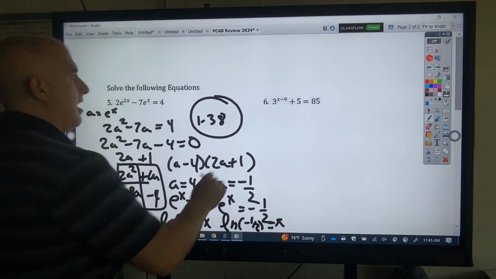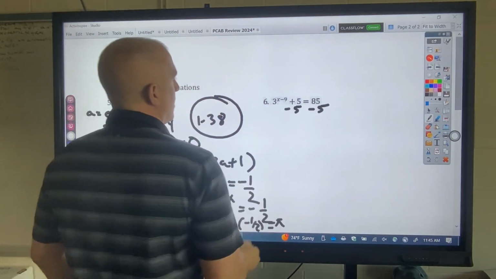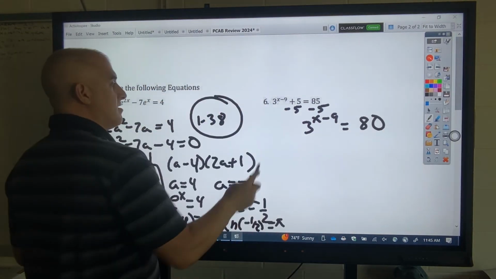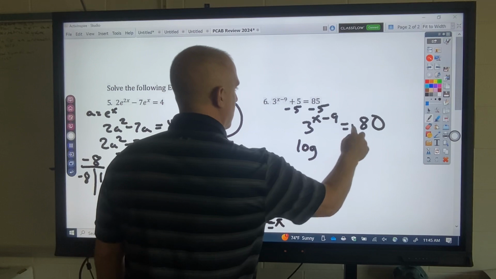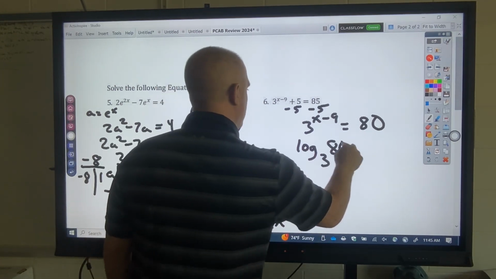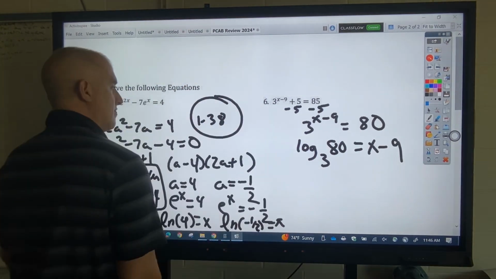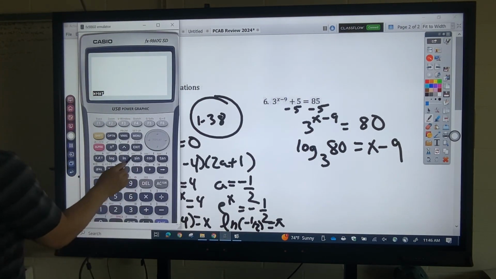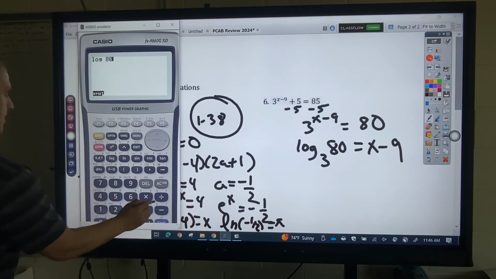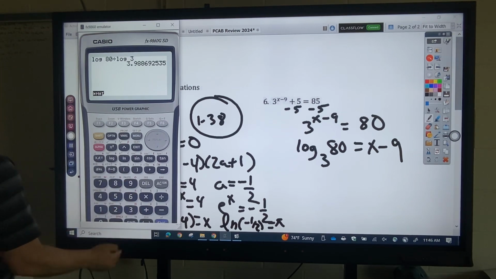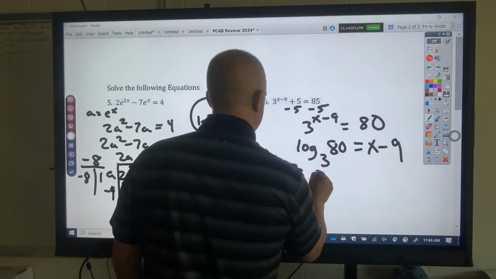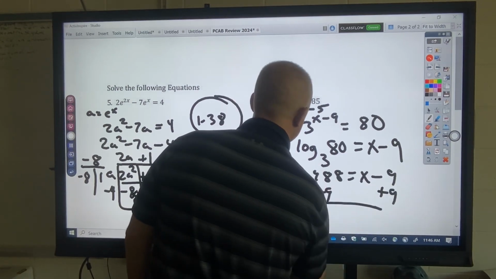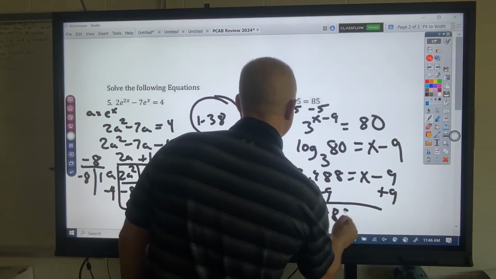Okay, this one, I want to subtract 5. So that's 3 to the x minus 9 equals 80. Now, I want to convert this, so I'll convert this to a log. So log, okay, of 3, the 80 will join it, the x minus 9 goes over there. Okay, so remember that base switch. Okay, so I got log of 80 divided by log of 3. That's how you convert it. It's 3.988. And then I would just add 9 over to the other side. It's going to give me 12.988. Okay?